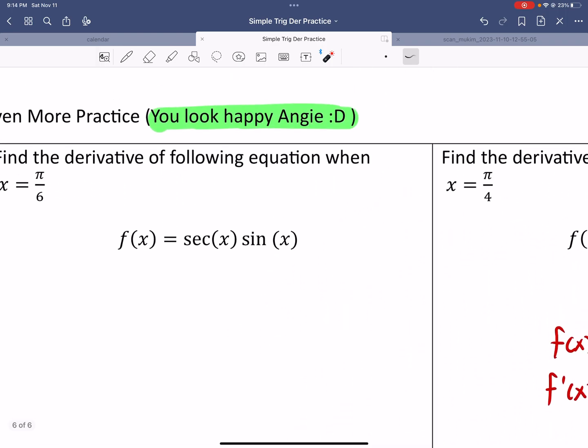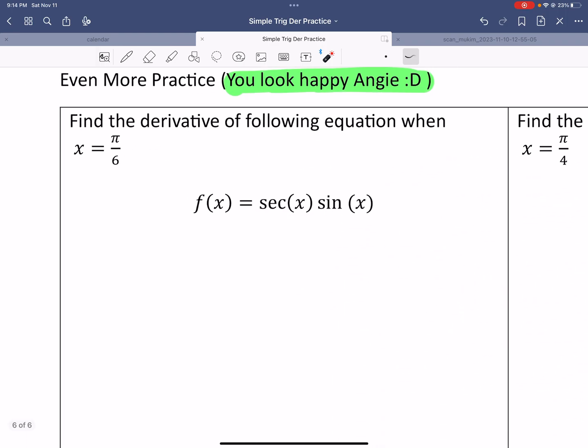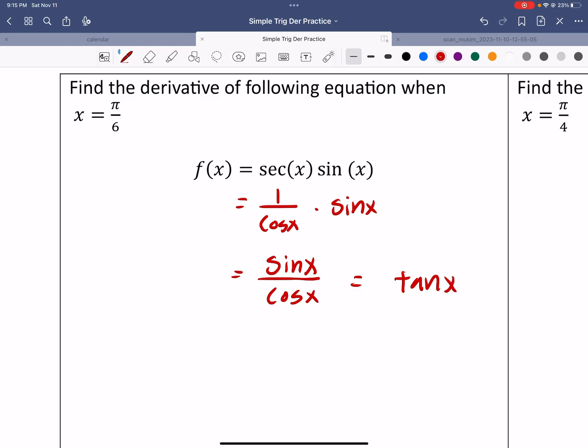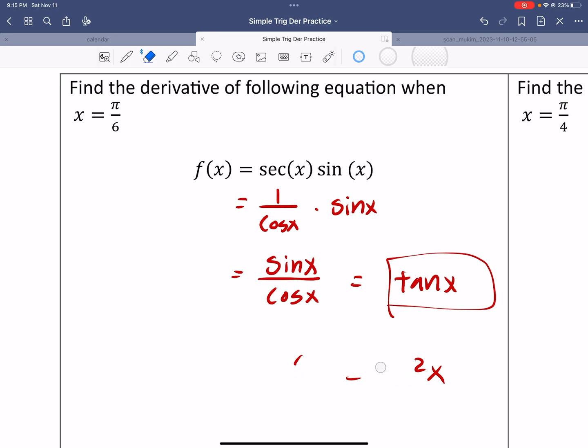Like for example, this one, secant times sine x. If you look at this one, it is the same thing as 1 over cosine x times sine x. And that's sine x over cosine x, which means tangent x, right? So if you derive tangent x, that's going to be secant squared x. So that's the whole process here.